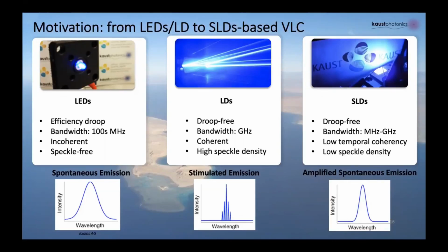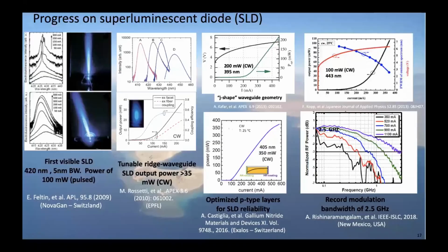And also, unlike laser lighting, which has a high speckle density, in this case, since it is low coherency, you do not have any speckle observed from this light source. We are not the first to look into the superluminescent diodes.